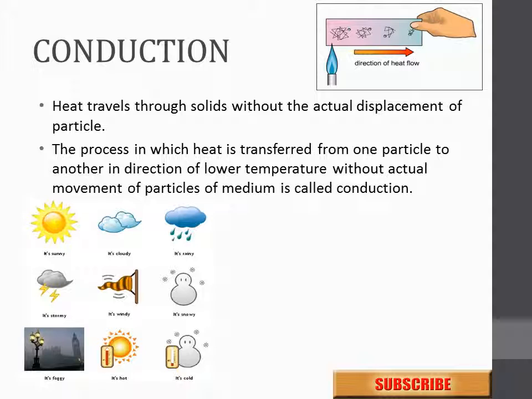You can see in the diagram on the upper side that the direction of the heat flow is in the same direction and there is no displacement happening. In the next diagram, it is sunny, cloudy, rainy, stormy, windy, snowy, foggy, hot, cold. Why is it happening? It is happening because of the conduction taking place, where the heat is transferred from one particle to another, in the same direction of lower temperature, where the particles are not displaced. This is the main point that you should keep in mind: the displacement of particles is not happening.